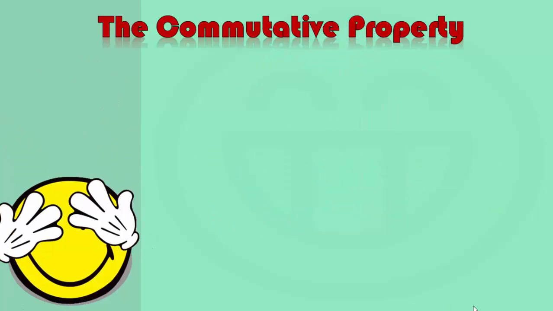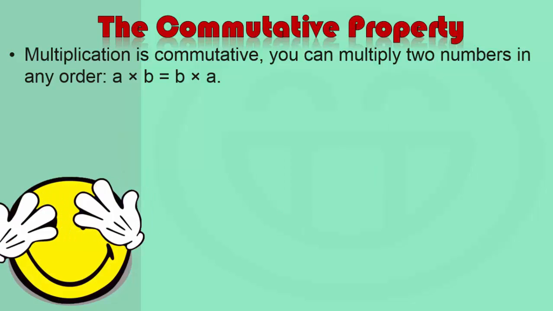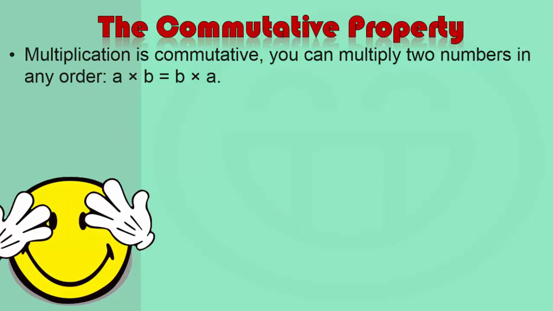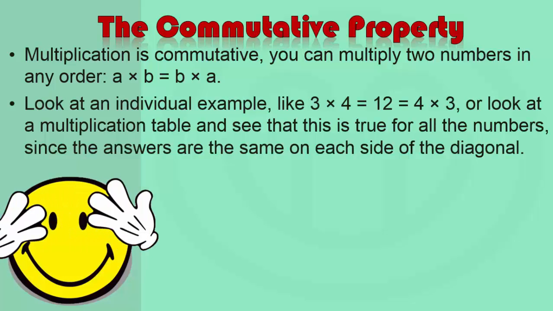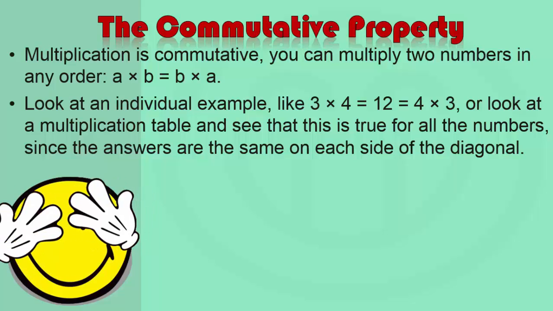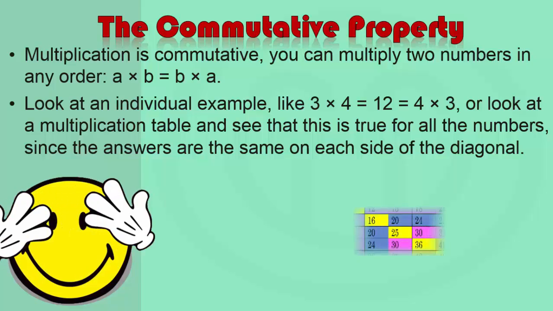The commutative property. Multiplication is commutative. You can multiply two numbers in any order. A times B is equal to B times A. Look at an individual example like 3 times 4 is equal to 12, but so is 4 times 3. Or look at a multiplication table and see that it is true for all numbers, since the answers are the same on each side of the diagonal.